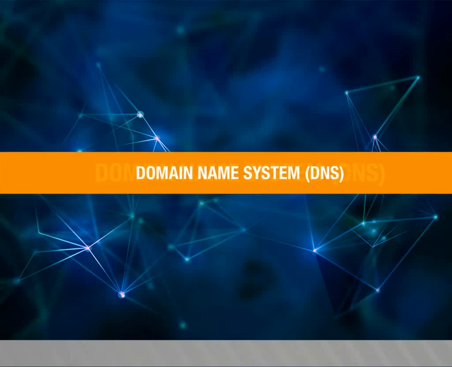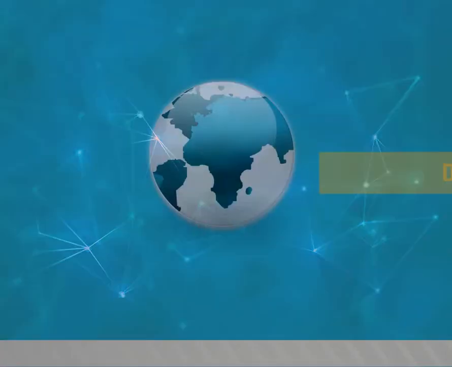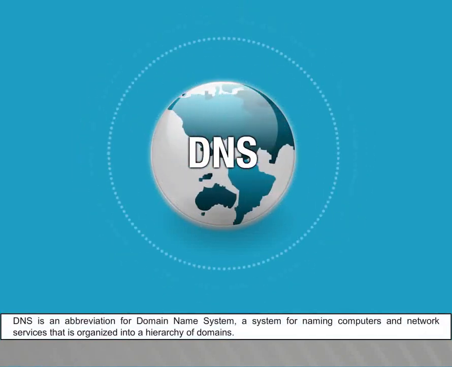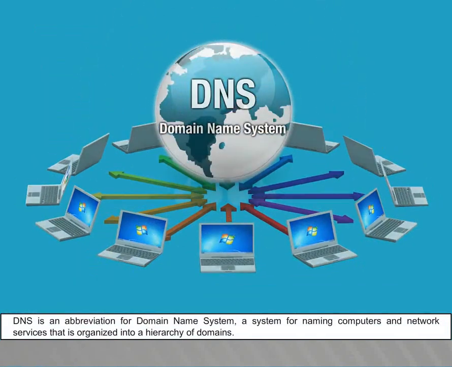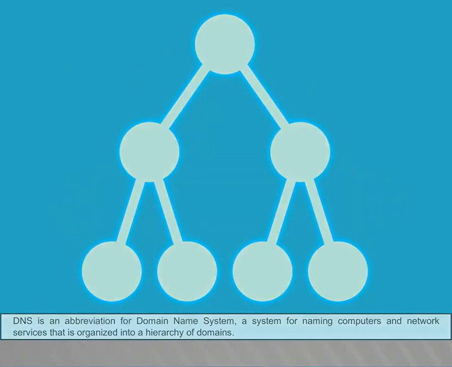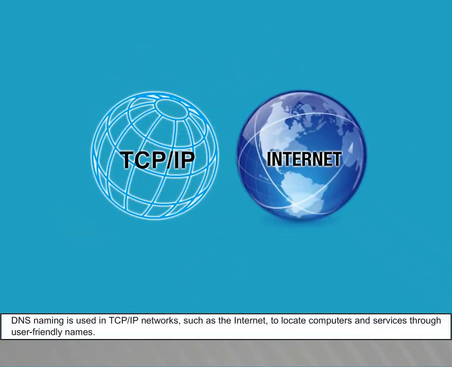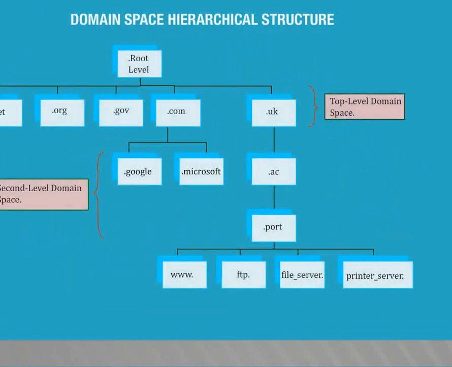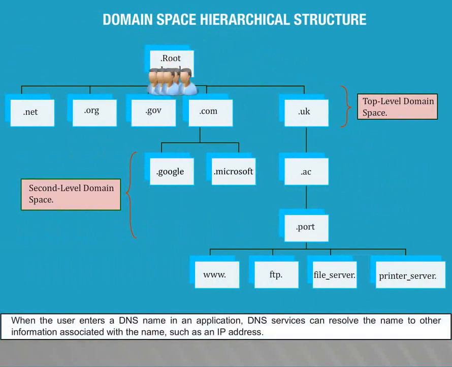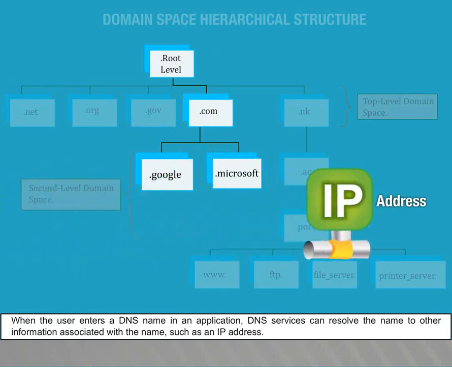Domain Name System (DNS). In this video, we are going to see about Domain Name System (DNS). DNS is an abbreviation for Domain Name System, a system for naming computers and network services that is organized into a hierarchy of domains. DNS naming is used in TCP/IP networks such as the Internet to locate computers and services through user-friendly names. When the user enters a DNS name in an application, DNS services can resolve the name to other information associated with the name, such as an IP address.